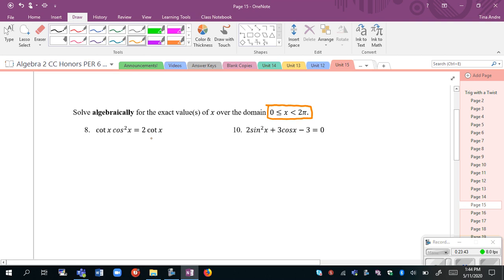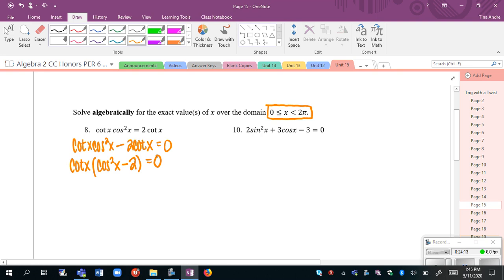The way that I thought to do this is, why don't we bring this 2 cotan over to the other side? Because then I can factor out a cotan. So look at this one for a second. It's a little bit different. So we have cotan x cosine squared of x minus 2 cotan of x equals 0. So if I bring that over, now I can factor out a cotan. So I'm left with cosine squared of x minus 2 equals 0.